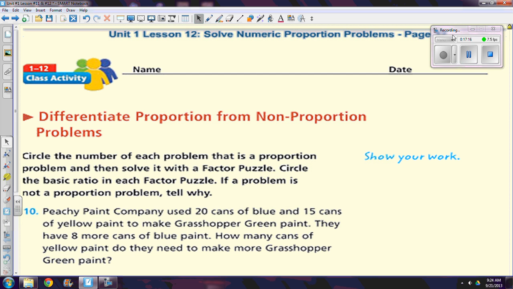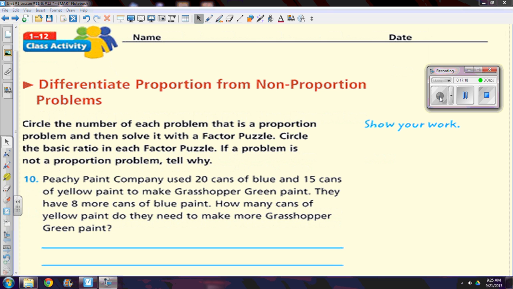Let's look at page 32. So on this page, they want you to look for proportion and non-proportion problems. They want you to differentiate the proportion from the non-proportion. So what it wants you to do is circle the number of each problem that is a proportion problem and then solve it with a factor puzzle. Circle the basic ratio in each factor puzzle. If a problem is not a proportion problem, tell why. Okay? So let's look at number 10 first.